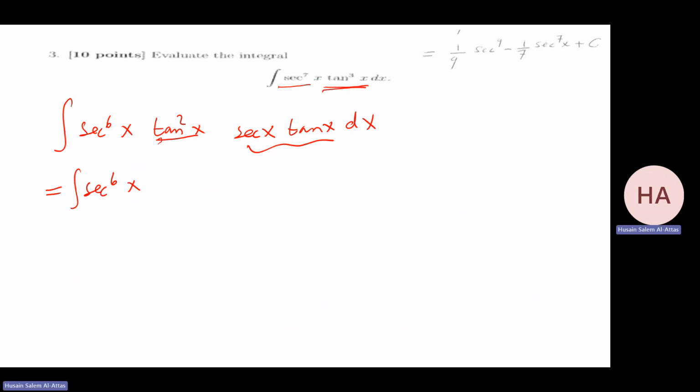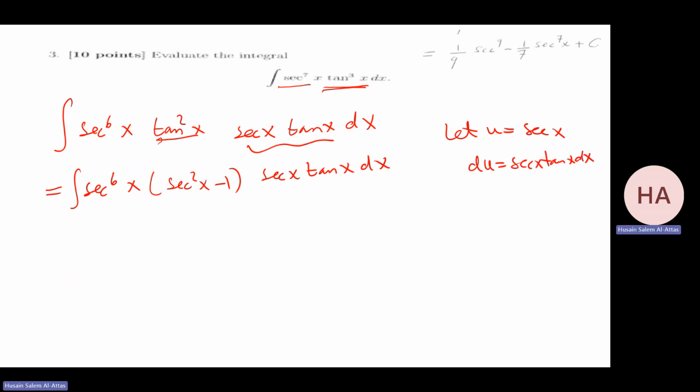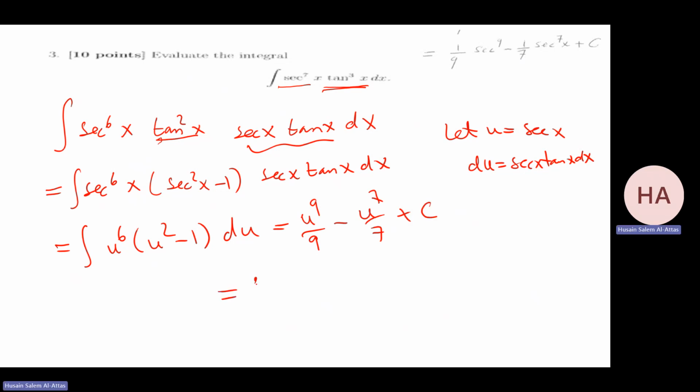Since I start with an odd power of tan, that will be secant squared x minus 1 times secant x tan x dx. Let u equal secant x, du will be what? Secant x tan x dx. So that will be u to the power 6, u squared minus 1 du. I have u to the power 9 over 9 minus u to the power 7 over 7 plus c. And that equals secant to the power 9 x over 9 minus secant to the power 7 x over 7 plus c.